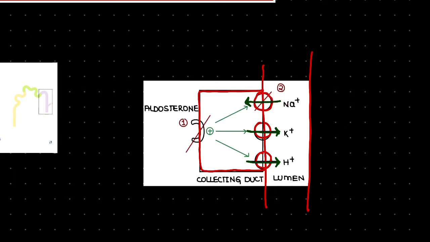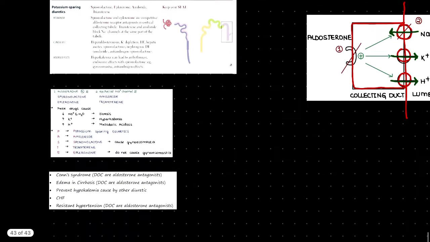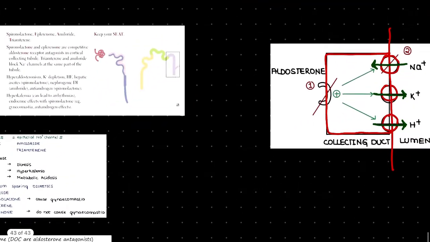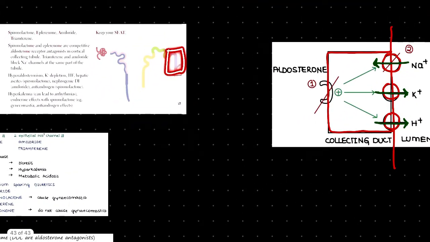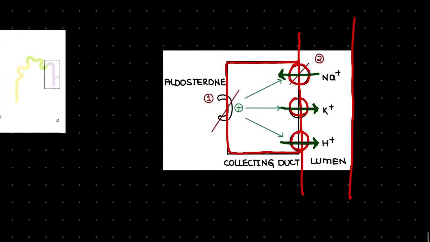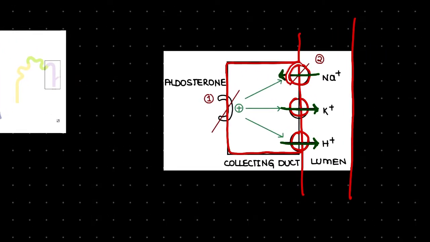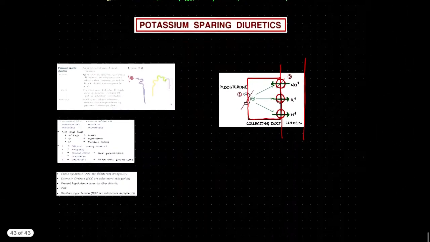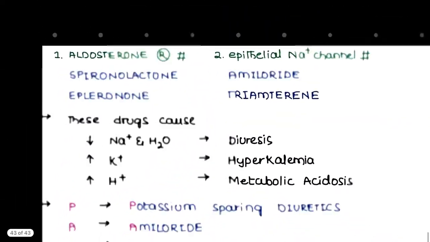Till now what we got is that these potassium sparing diuretics act on the collecting duct. There are two processes by which we can do it: one is through the inhibition of the epithelial sodium channel, the other is through aldosterone receptor antagonists. Now let's move toward the drugs.